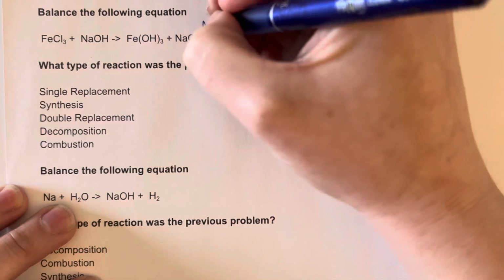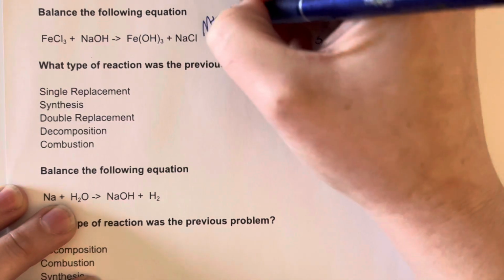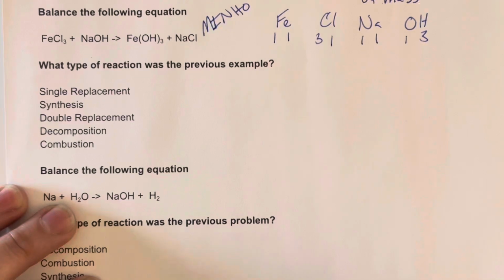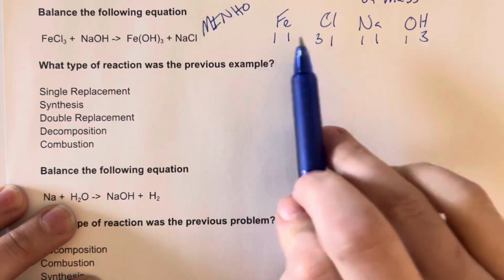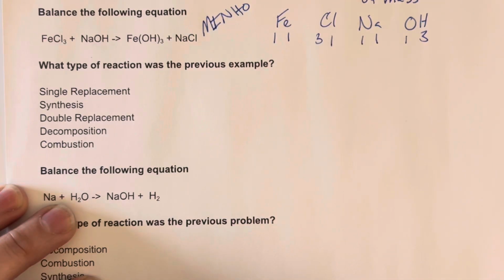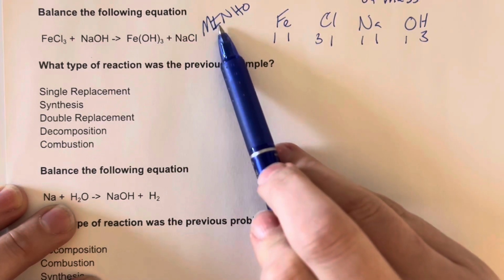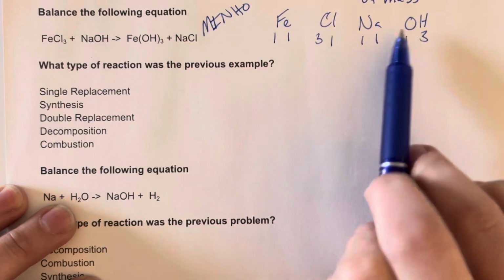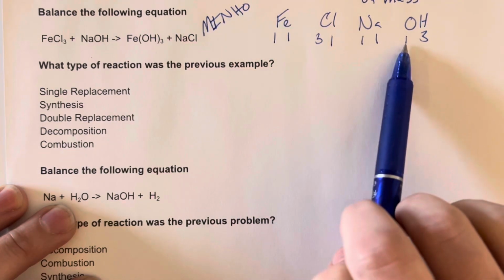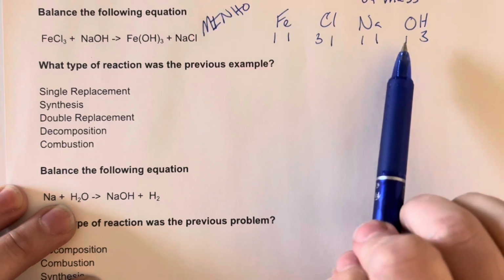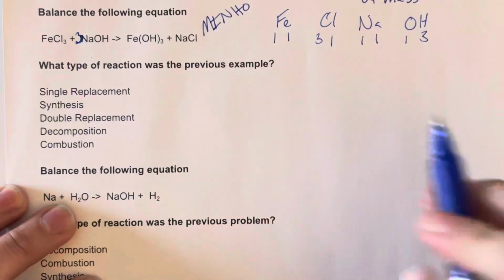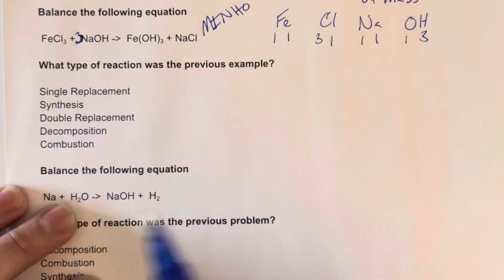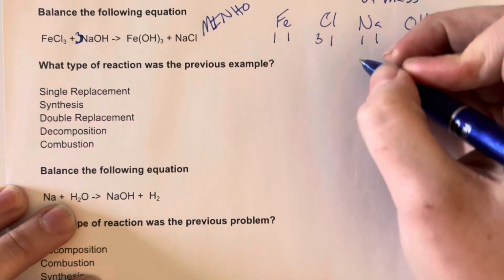Utilizing Minho, I'm going to balance my metals first. That would be iron and sodium. Both of them are currently balanced, so that means that I can leave them alone. Next up is ions. That would be my hydroxide. So I have 1 on the left, I have 3 on the right. So I have 1, I want 3. I need to multiply by 3, so I'm going to go ahead and put a coefficient of 3 in front of the compound that contains hydroxide on the left-hand side. And then I'm going to recount.